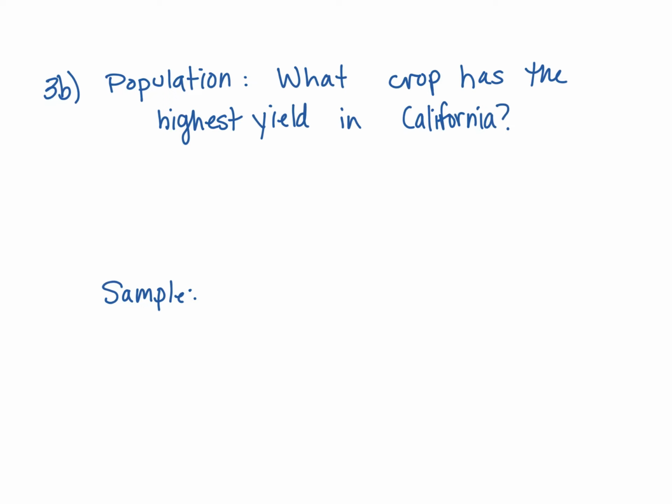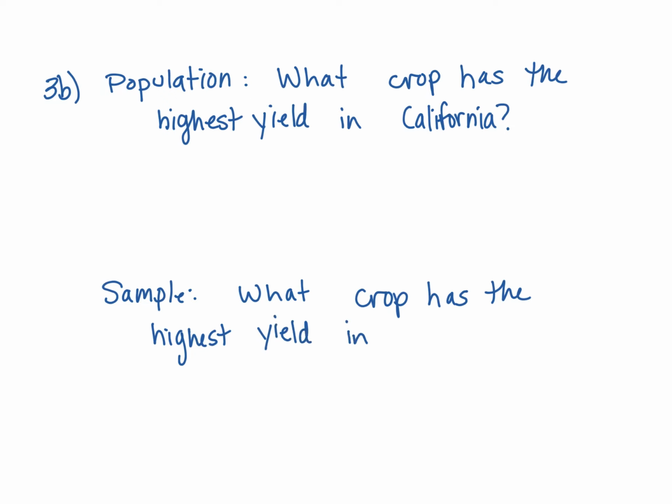But if we were trying to use the state of California as a sample, we might change that question. What crop has the highest yield, with an A, with an I, yield in the United States? Because then California would be a sample, a piece of information out of the entire United States.